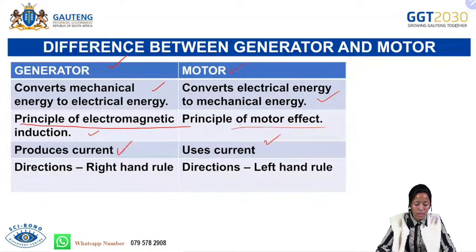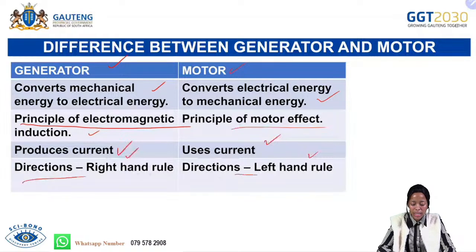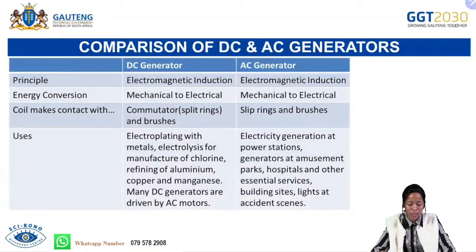Now, when it comes to the direction, for generators, we are going to use what? The right-hand rule. And for motors, very important, the left-hand rule. So when we talk about directions and the left and the right hand, what are we saying? If they say generator, when you determine the direction of the current or the magnetic field lines, you specifically use your right hand to do that. If they say motors, then you specifically use your what? You specifically use your left hand to determine the direction.